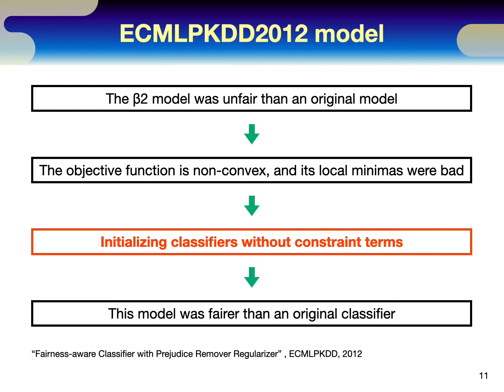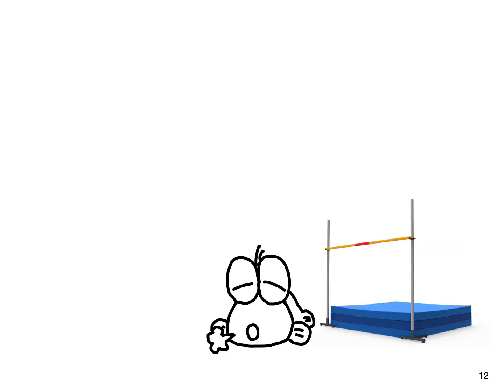The answer was simple. Each classifier was trained without a fairness constraint term, and then the final objective with the constraint term is optimized. This model was published in the ECMLPKDD 2012. I could clear the minimum bar.